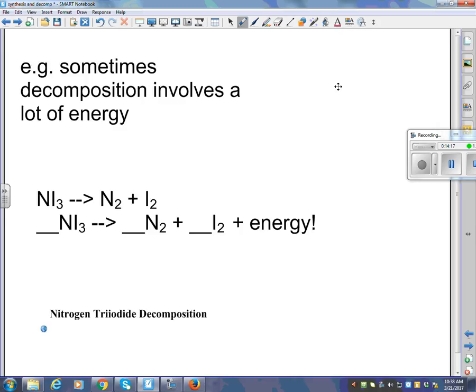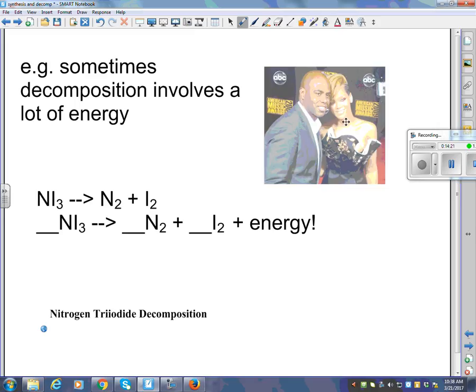Sometimes decomposition involves a lot of energy, like that. Right? Was there a lot of energy when they broke up? No. You don't like celebrities? I don't even know who those are. We don't follow. Oh, okay.